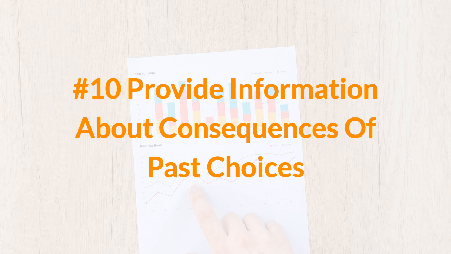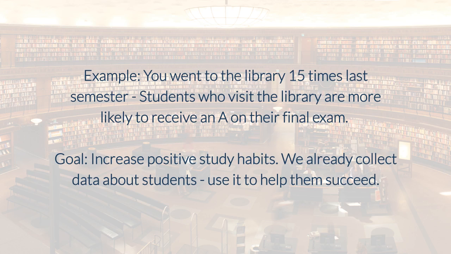Number 10, provide information about consequences of past choices. Now we're kind of making this one up, but here's our example. You went to the library 15 times last semester. Students who visit the library are more likely to receive an A on their final exam, with the goal to increase positive study habits. We are already collecting data about students, so we should use it to help them succeed.